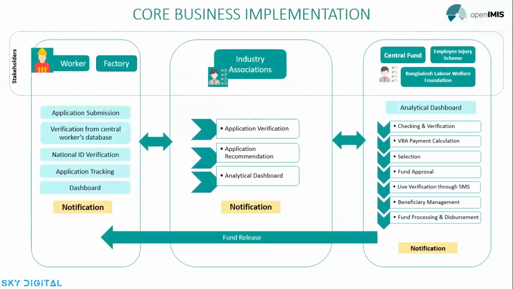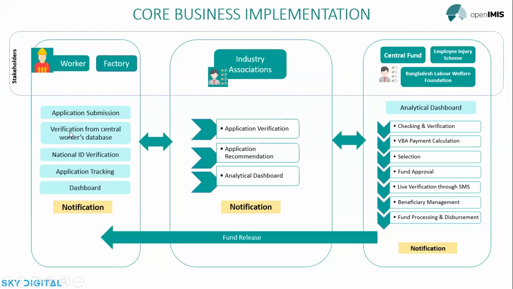So that was our implementation journey. Basically, the system is like this. There are two parties, worker and factory. A worker can submit an application, and sometimes on behalf of the worker, the factory can submit the application. If the worker applies, then the factory can do some sort of verification.